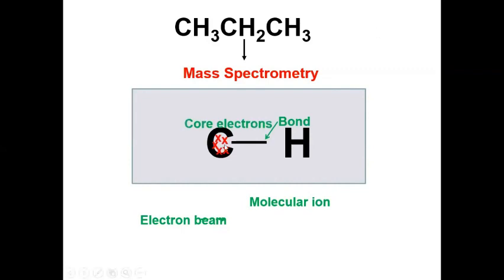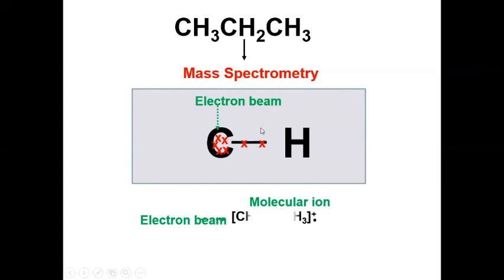We know that carbon has 6 core electrons. One core electron is used for bonding with a hydrogen, along with one bonding electron from the hydrogen. Then I told you, when we heat the molecule with an electron beam, it is like shooting the molecule with an electron gun.